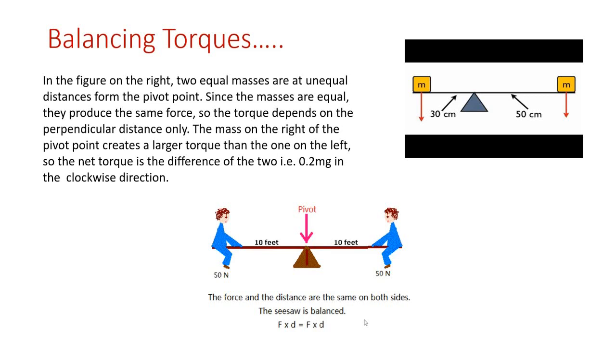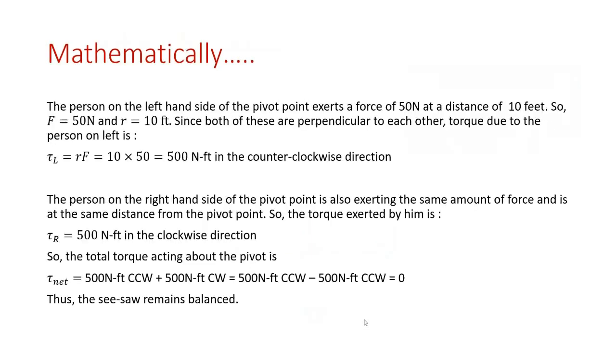Let's take another example. As you see at the bottom of this slide, you have two people who are exerting the same force, and in this case they are at the same distance from the pivot point. In this case, both of these torques will be the same, of course in opposite directions. The seesaw would be balanced because the torques are the same, they cancel each other out. Let's see how you do this mathematically.